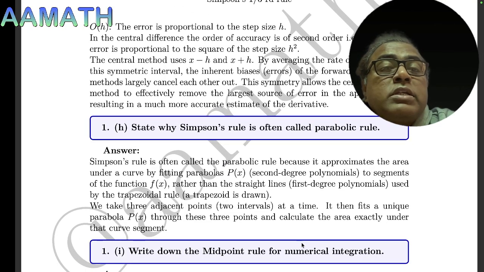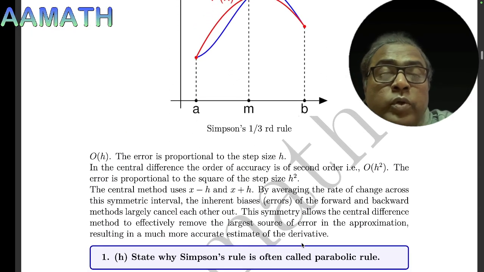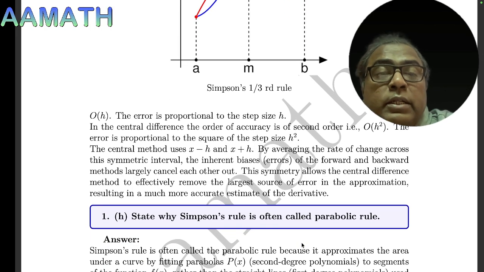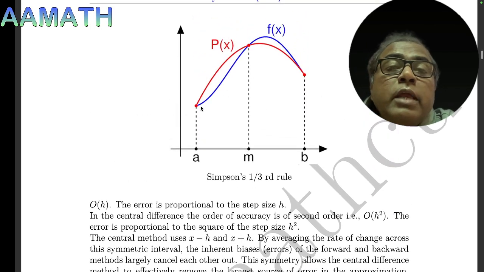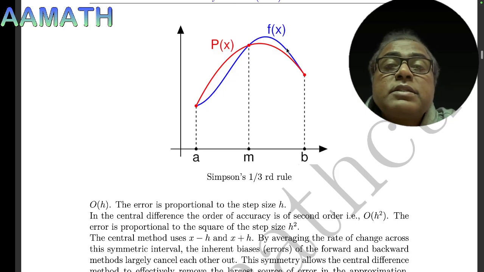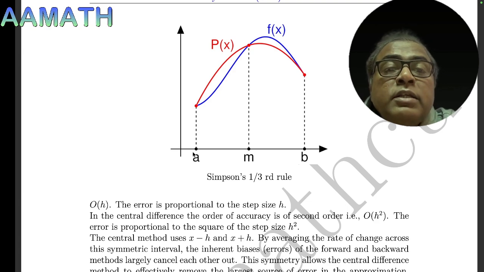Next question. State why Simpson's rule is often called the parabolic rule. Simpson's rule is often called the parabolic rule because we approximate the area under the curve. Actually, in Simpson's rule, we integrate a function, the integral from a to b of f(x) dx. This is f(x), this is a, this is b, this is the x-axis, the horizontal axis, and the vertical axis is the y-axis, and the blue curve is f(x). So we want to find the integration from a to b of f(x) dx, which means the area under this curve between x equal to a and x equal to b, above the x-axis and under the curve y equal to f(x).